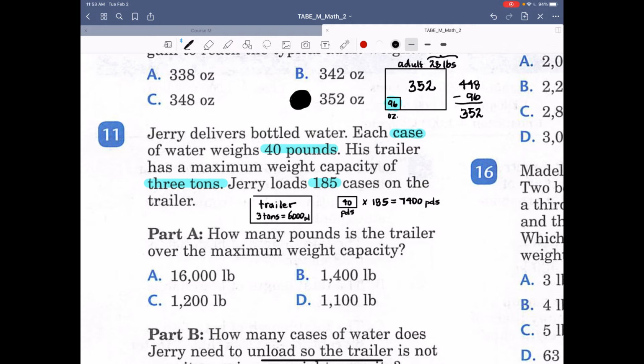Okay, so we have our two numbers. The water weighs 7,400 pounds. The trailer is 3 tons, which is the same as 6,000 pounds capacity. So if you subtract the difference, he is 1,400 pounds over the limit.